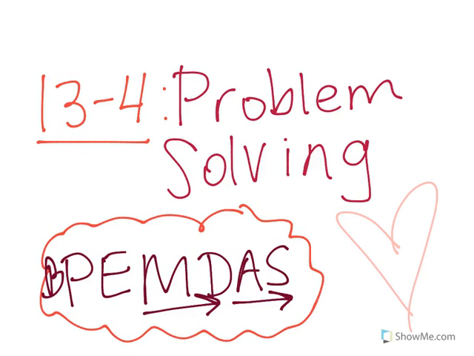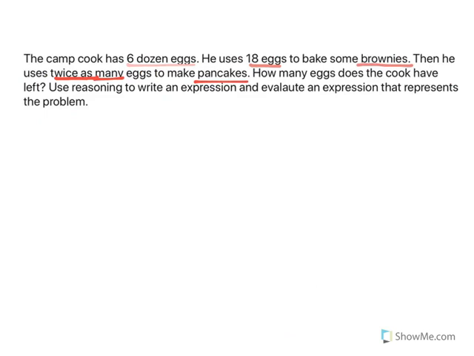So today we're going to put together what we learned from lessons 1 and 2, and we're going to be given different information, different scenarios, and then we're going to have to write and solve our own expressions. So let's get started. So the camp cook has 6 dozen eggs. He uses 18 eggs to bake some brownies. Then he uses twice as many eggs to make pancakes. And what they want to know is how many eggs does the cook have left?